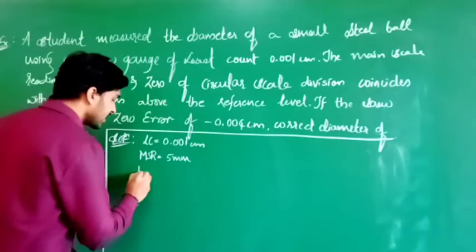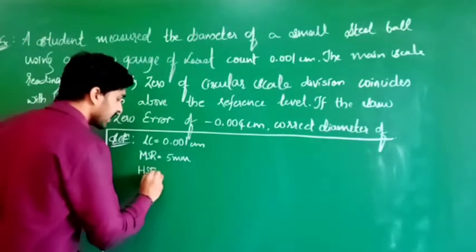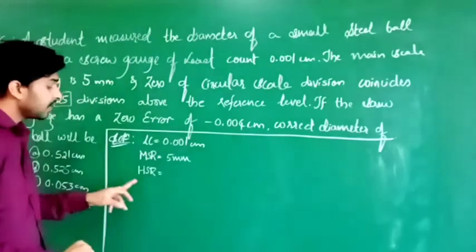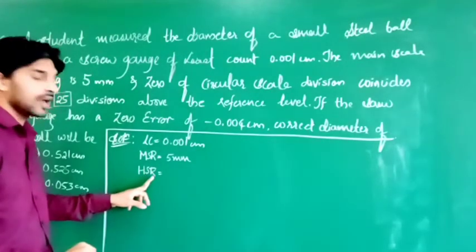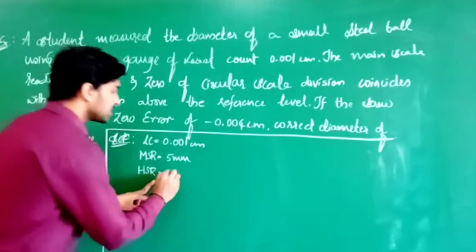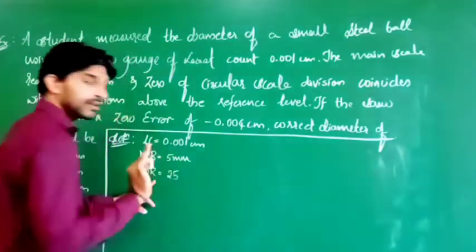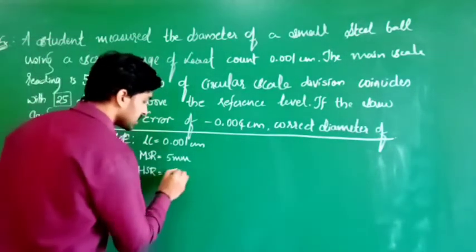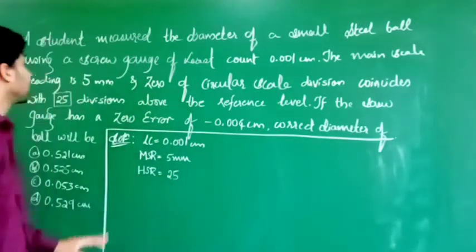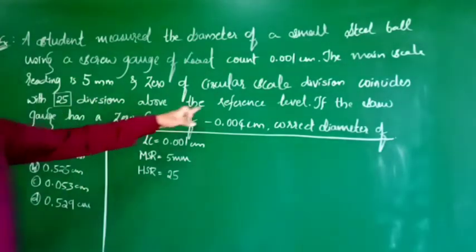Or we can treat it as head scale reading, HSR. Clear? H means head, S means scale, R means reading. Head scale reading. This is nothing but given to you. This is nothing but 25 divisions. This is just a number 25. Next, 25 divisions above the reference level.